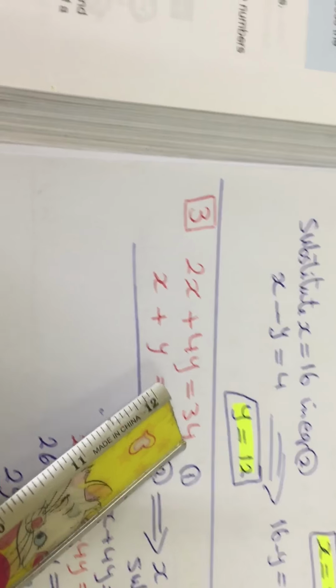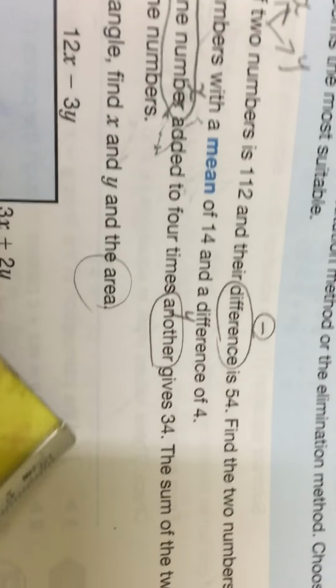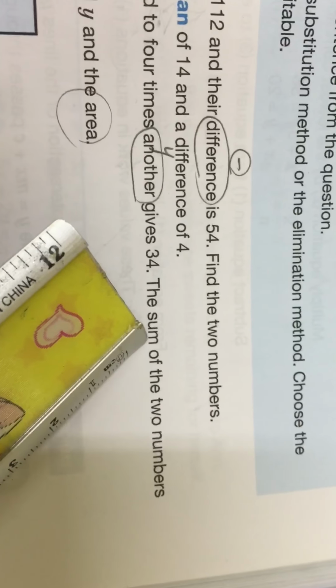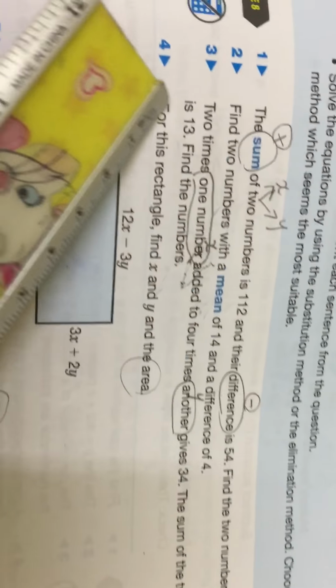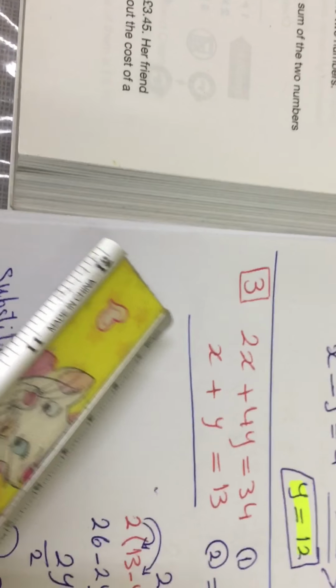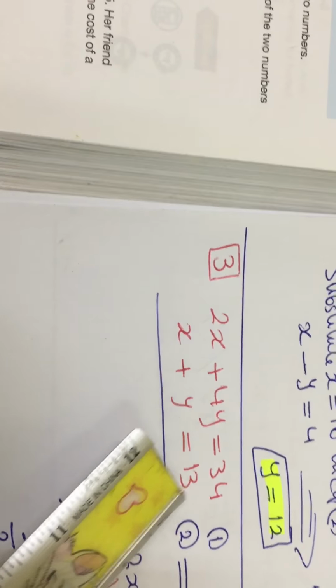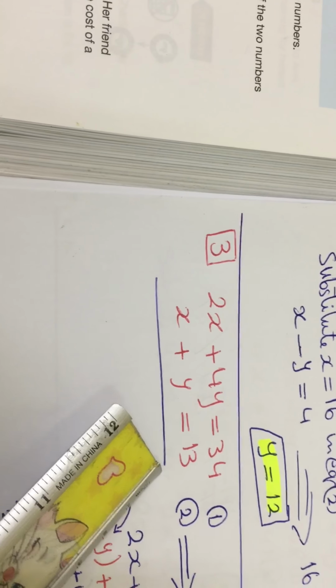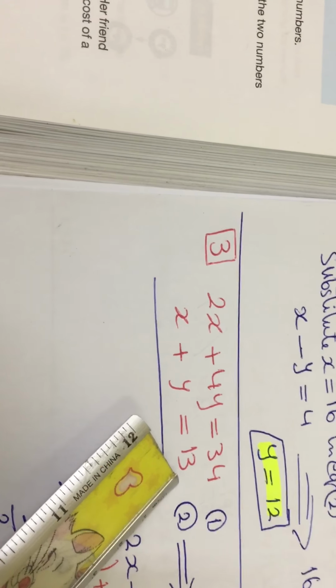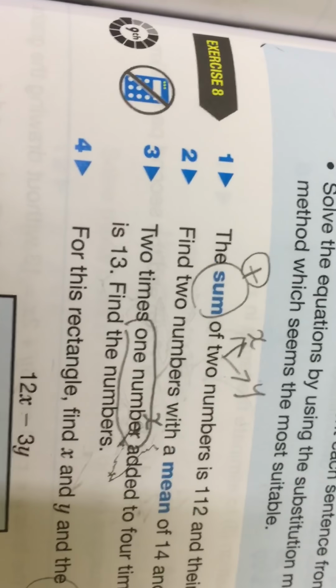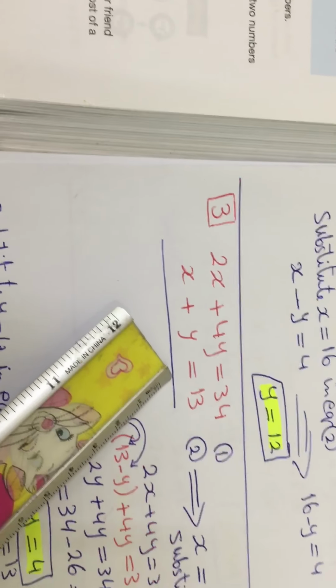Okay, and he said after the dot, the sum of the two numbers is 13. I let the first number x, the second number y, and the sum equals 13. I wrote the second equation. What he asked me is to find the numbers. It's okay. Now I have two equations. I solve them.